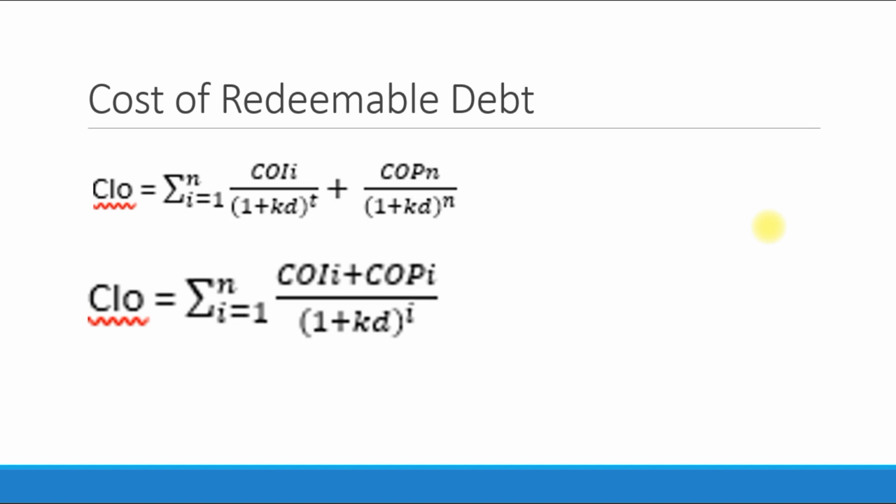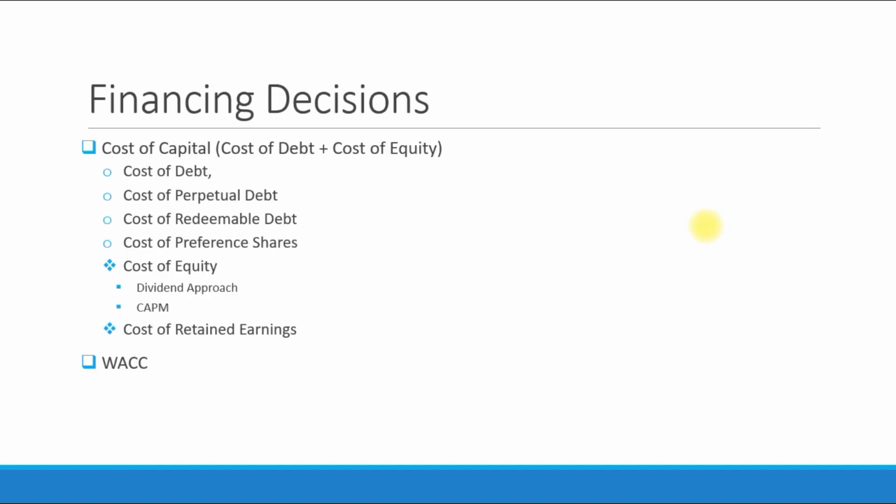There are also two types of preference share capital: redeemable, where the principal is repaid at a foreseeable future date by the company, and irredeemable, where the principal is not paid back until the company is no more in existence. Next is cost of capital.